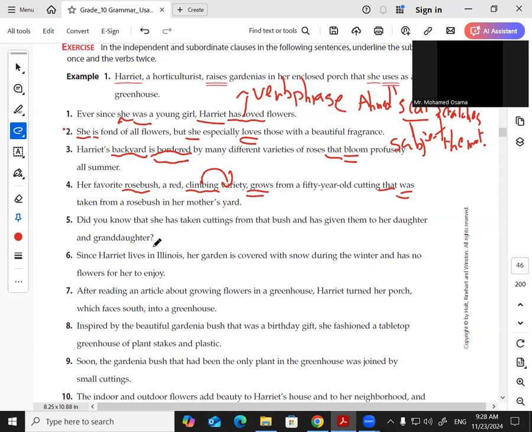Okay, number 5, did you know that she has taken? Did you know? Here, where is the subject? The subject will be you, and the verb will be did know. And "has given" is the verb phrase.